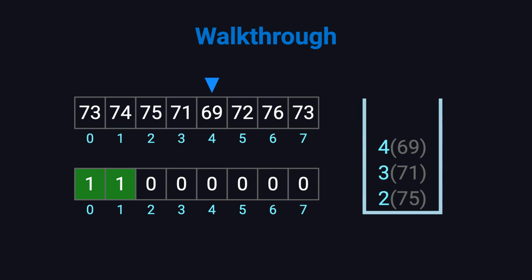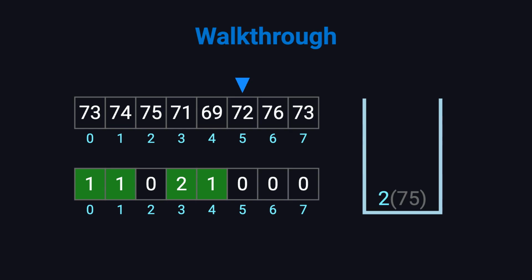Here's the interesting part. Day 5, temperature 72. It's higher than 69 at the top, so we pop index 4. Day 4's answer is 5 minus 4 equals 1. But we're not done yet. We check the new top. 72 is also higher than 71, so we pop index 3 as well. Day 3's answer is 5 minus 3 equals 2. Notice what just happened. We popped 2 elements in a row with a single temperature.